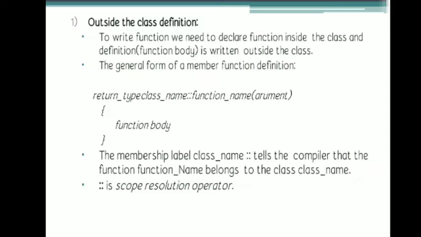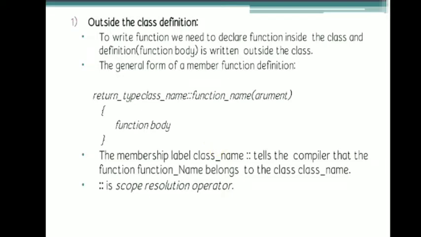Next, how we can define a member outside the class. To define a member outside the class, this is our syntax. Here we have to give the return type and the name of the class. Then next to this we have to use a double colon, and then the function name, and within the parentheses the argument list, and after this the function body. So what action the function is going to do is given after this.